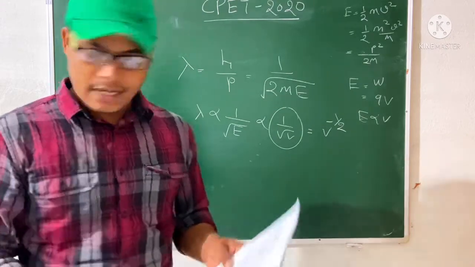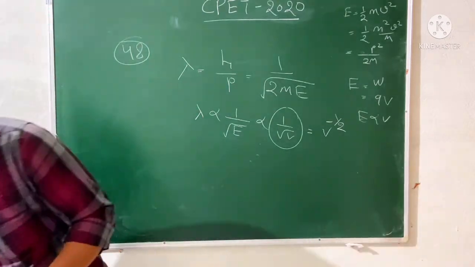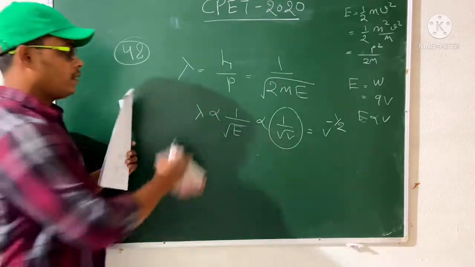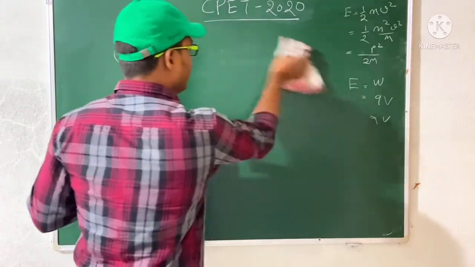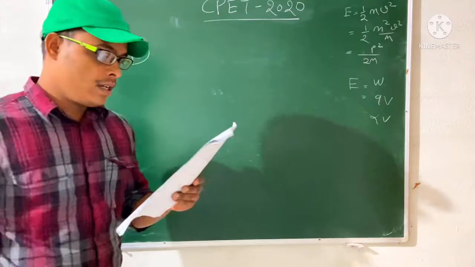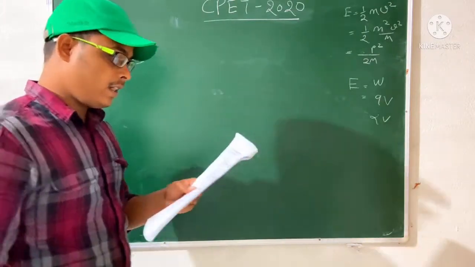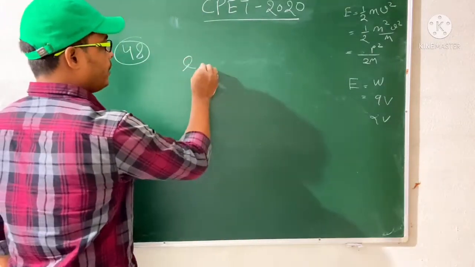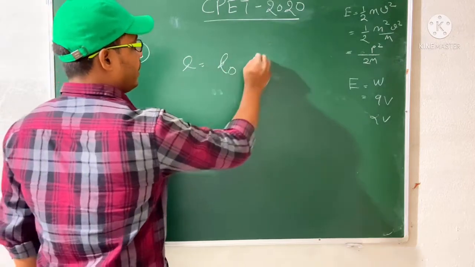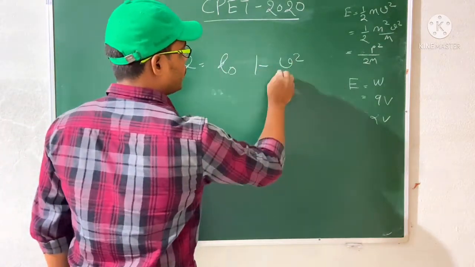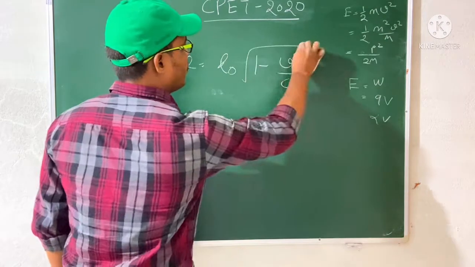Okay. So the next question is about relativity. That is question number 50. You can do this one yourself, question number 50. I will tell you in the next class that in relativity the length decreases: L equal to L0 into root over 1 minus v square by c square.